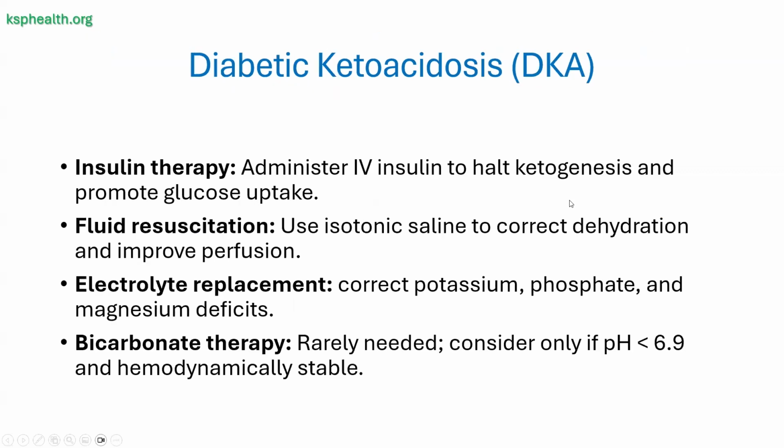In diabetic ketoacidosis, it's different. Bicarbonate therapy is rarely needed. Consider it only if the pH is less than 6.9 and the patient is hemodynamically stable. In pediatric diabetic ketoacidosis, we do not use bicarbonate therapy. Number one, it doesn't help. It is associated with bad outcomes and potentially it can cause CNS acidosis. The treatment in diabetic ketoacidosis is insulin therapy, fluid resuscitation, and electrolyte replacement.